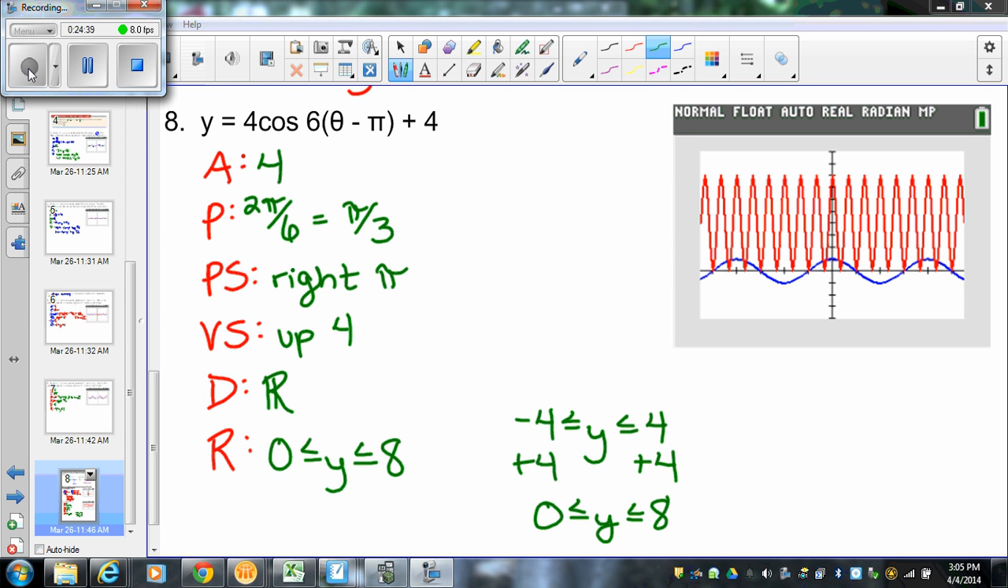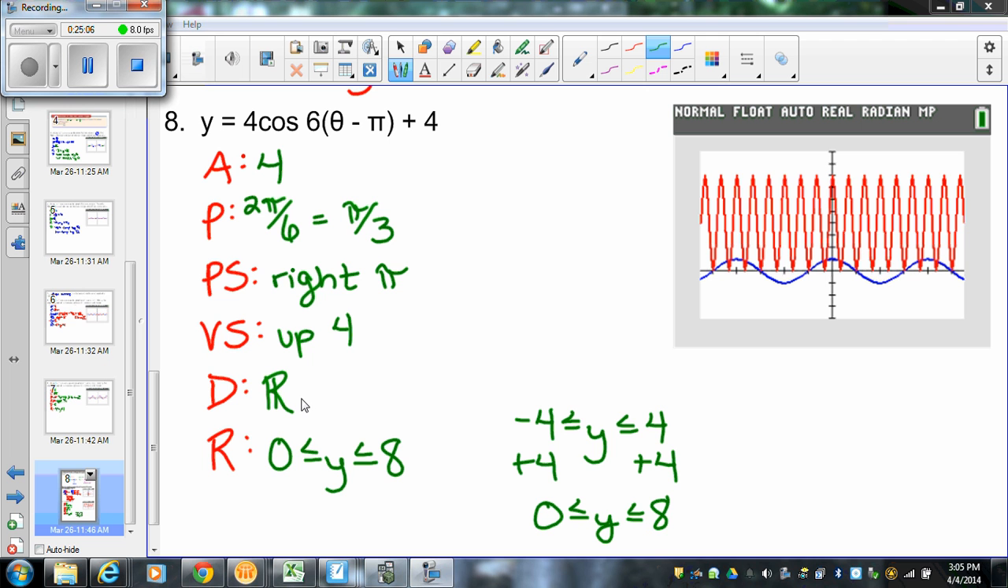Okay, so there's our crazy looking new graph there in red. It definitely has a much shorter period. It repeats much faster. And there's been a phase shift and an amplitude change. So going down my list here, hopefully you came up with an amplitude of 4, a period of 2 pi divided by 6, or pi over 3. The phase shift was right pi. The vertical shift was up 4.